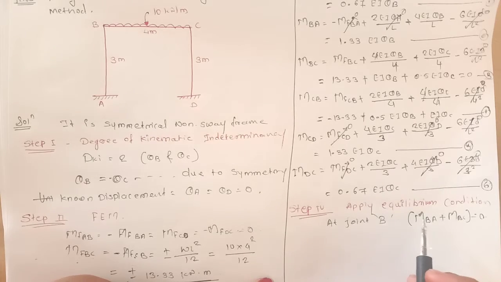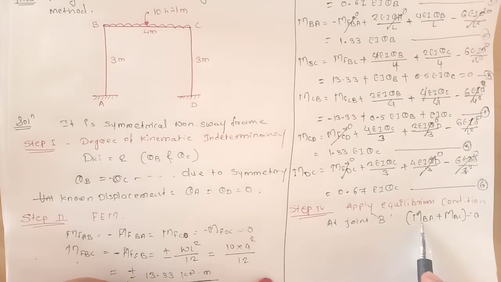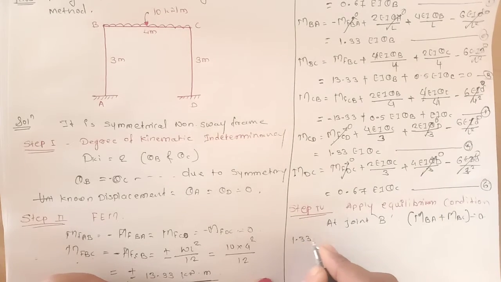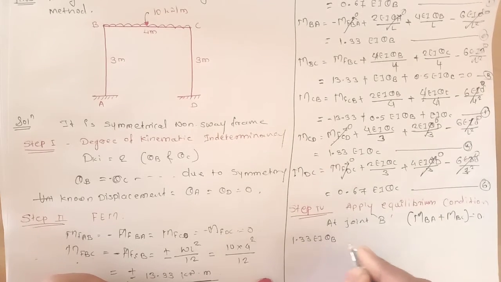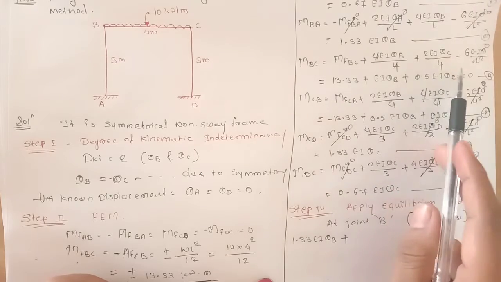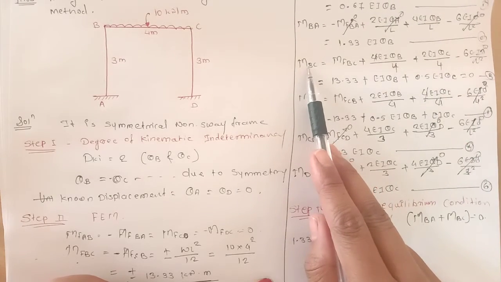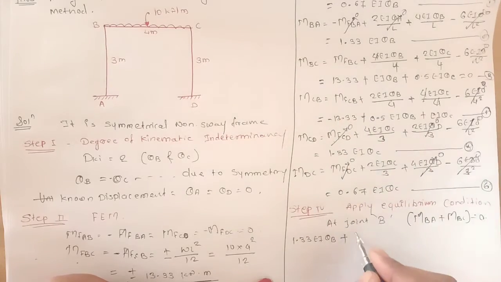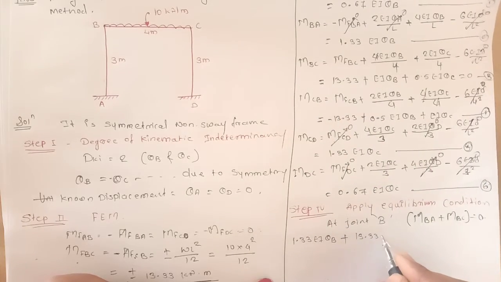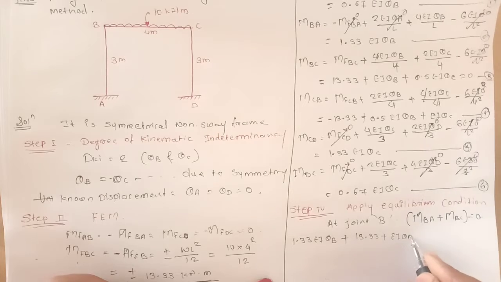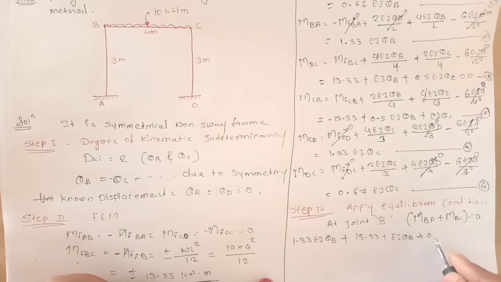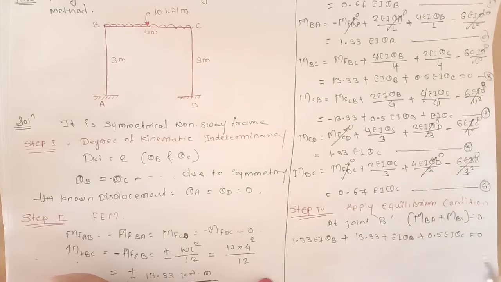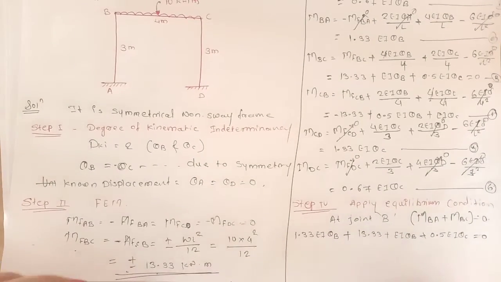So slope deflection equation at member BA, that is equation number 2, is 1.33 EI theta B, plus the third equation, that is slope deflection equation at member BC, which is 13.33 plus EI theta B plus 0.5 EI theta C is equal to 0. Then solve this equation.